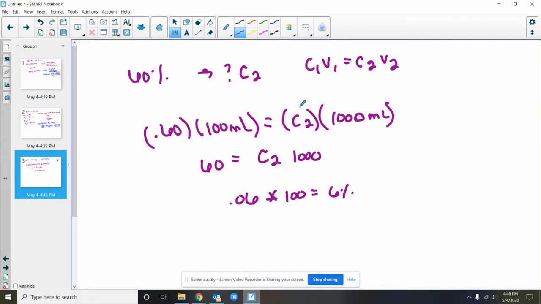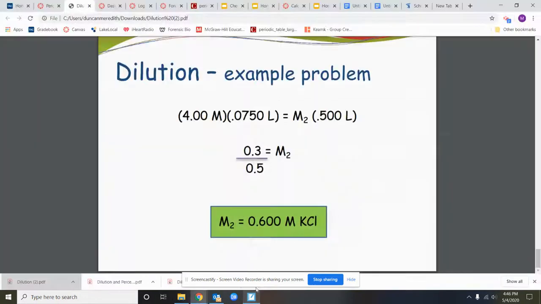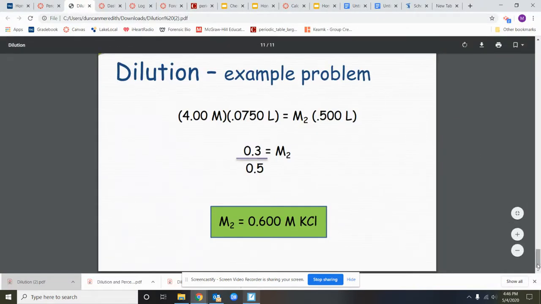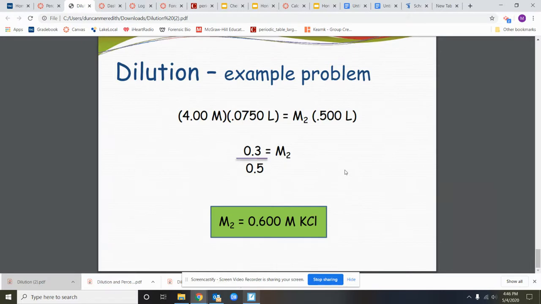So think of this as an algebra equation. You have 4 variables. As long as you're given 3 of the 4, you plug in what you know, make sure that all of your units match up, and you are good to go. So that is molarity and dilution and percent concentration, and how all of those are connected to each other in terms of when you are trying to report out a concentration for a solution.